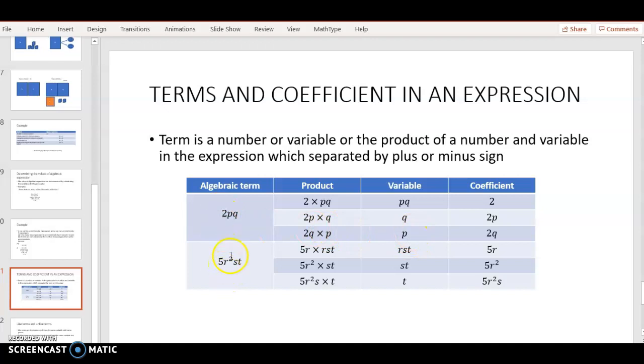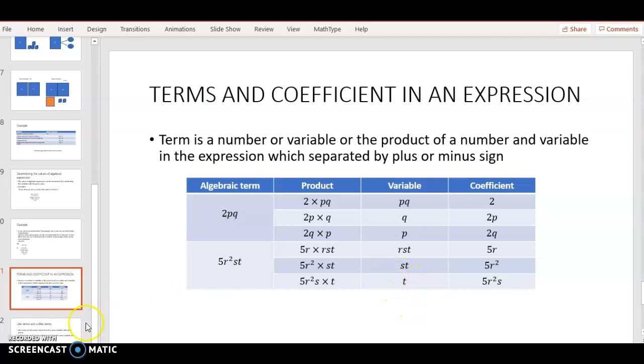For the algebraic term 5r power of 2 st, if the question gives you the coefficient is 5r, it means that your variable will be rst. Why do you still have r here, even though your coefficient also has r? Because r here is to the power of 2, which represents r times r. So that's why here will be rst, and here will be 5r. And then the second one, when the coefficient is 5r power of 2, the variable will be st. When the coefficient is 5r power of 2s, the variable will be letter t.